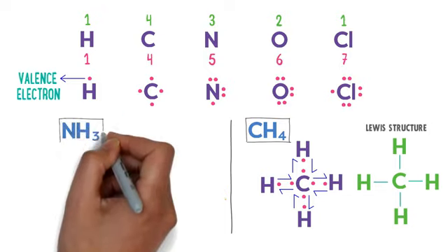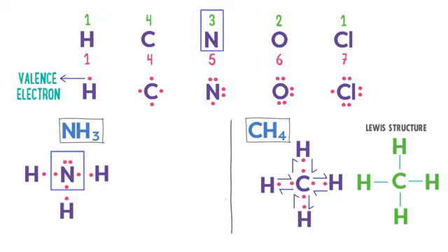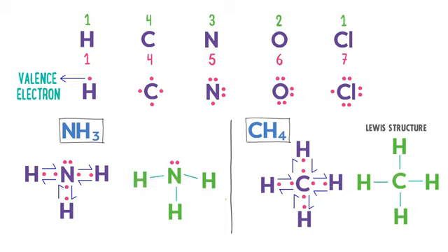Fifthly, consider NH3. I take 1 atom of nitrogen and 3 atoms of hydrogen. We know that nitrogen needs 3 more electrons to complete its octet rule, and hydrogen atoms need 1 electron each to complete its duplet rule. Nitrogen shares its 3 electrons with hydrogen, and hydrogen atoms share 3 electrons with nitrogen, and we get this structure. There is only one lone pair present on the nitrogen atom. Thus, this is the Lewis structure of NH3.